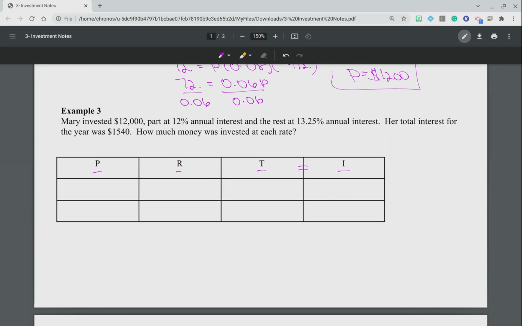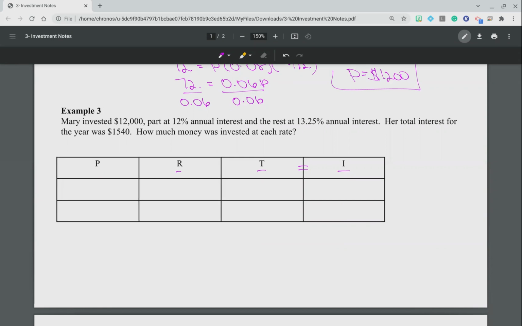Okay, so this is how this works. Mary invested $12,000. Part of it was at a 12% annual interest rate, and the rest was at a 13.25% annual interest rate. Her total interest for the year was $1,540. How much was invested at each rate?